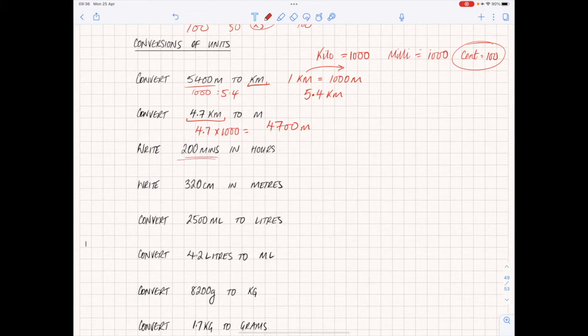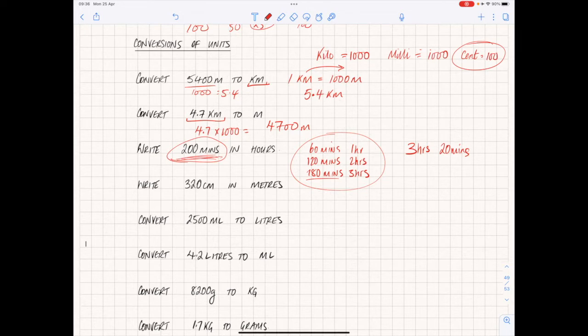Next one, we're looking at time, so 200 minutes to hours. Remember, there are 60 minutes in an hour, so not 100. So 120 minutes is 2 hours, and then 180 is 3 hours. So I know here this is going to be at least 3 hours. And then 180 to 200 is 20 minutes left over. I know it seems simple, but just be very careful, because I've seen this before where pupils have done this wrong and put 200 minutes as 2 hours. Okay, moving on to the next one.